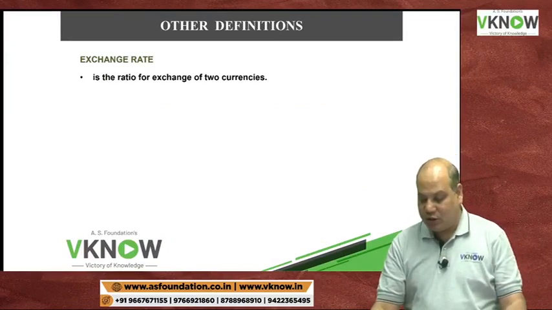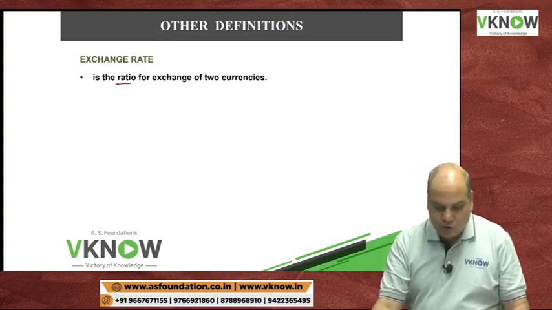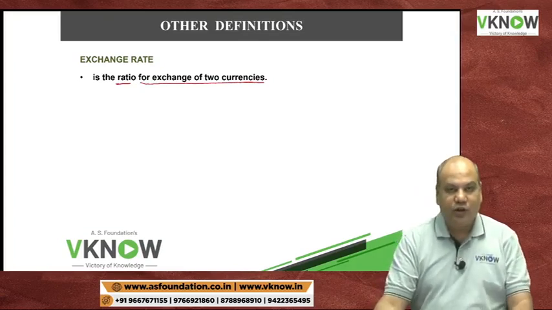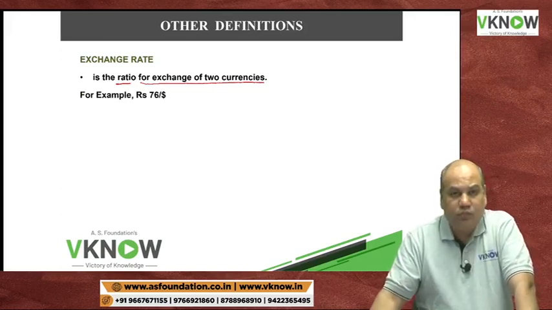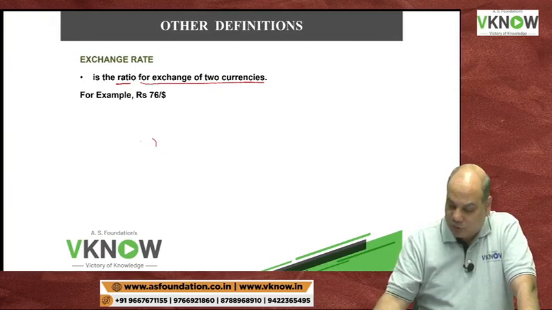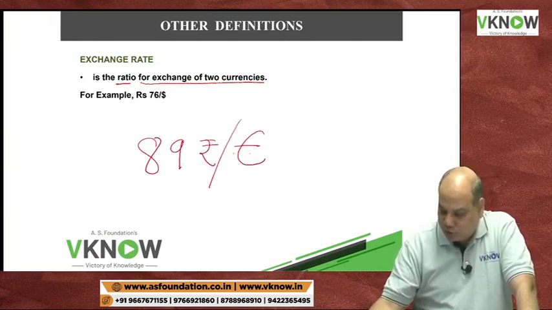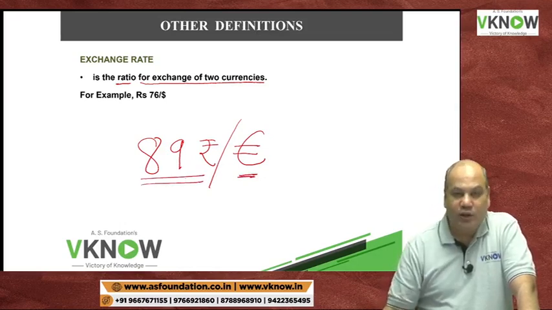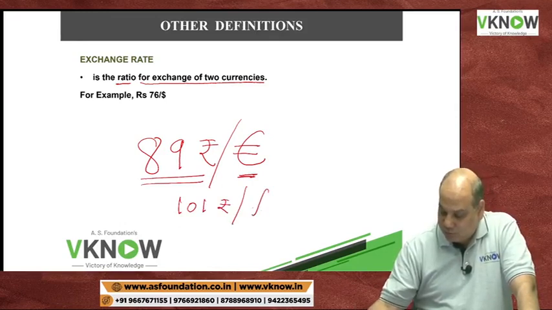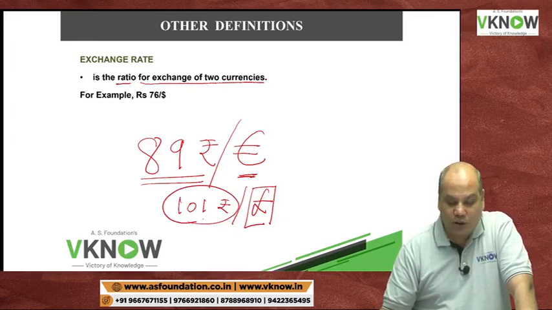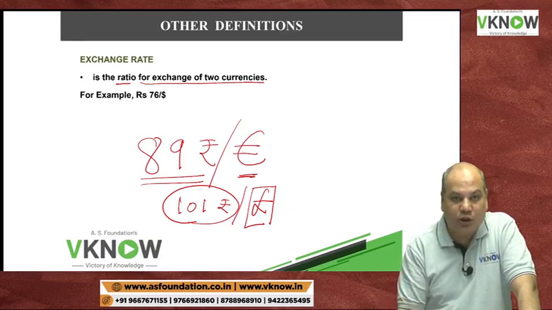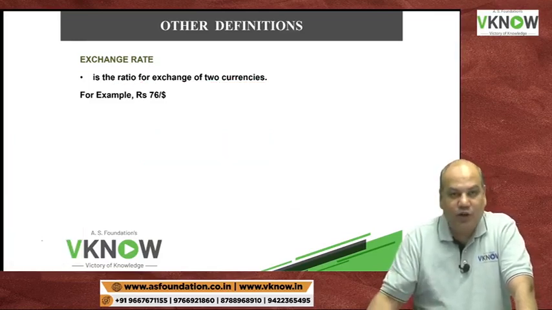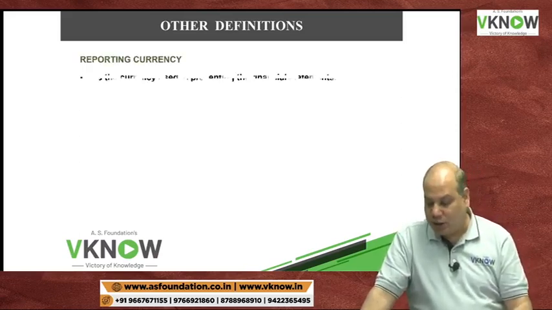Another definition is exchange rate. Exchange rate means the ratio for exchange of two currencies. For example, if I say rupees 76 per dollar, this is the exchange rate between rupees and dollar. Or if I say 89 rupees per euro, this is the exchange rate between rupee and euro. 1 euro is equal to 89 rupees. Or if I say 101 rupees per pound, this is the rate between rupee and pound. 1 pound is equivalent to 101 rupees today. So this rate keeps on changing. With different currencies, we have different rates. So a company's life is difficult if the company deals with many exchange rates, many types of foreign currency.